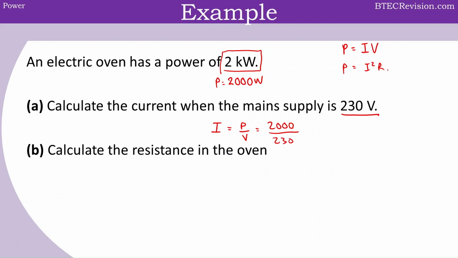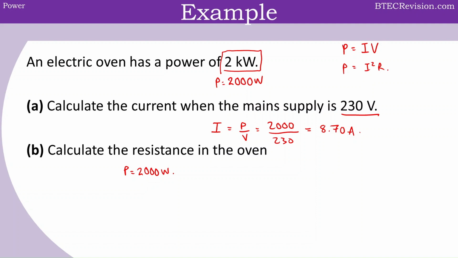So 2,000 divided by 230 gives us a value of 8.70 amps. For the second question, calculate the resistance in the oven. So we'll assume the power remains the same. Power is taken from question part A, so that's 2,000 watts.